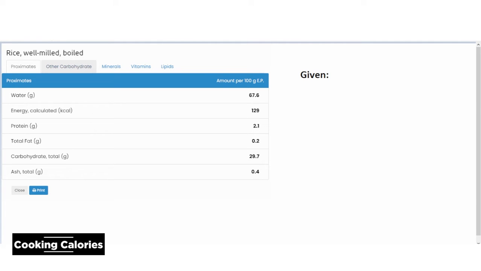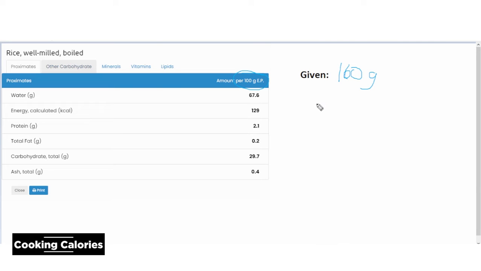This video is on how to calculate the nutritive value of a food using the food composition table. In the FCT, the standard value of nutrients is based on a per 100 grams edible portion. For example, you have 1 cup of well-milled boiled rice, that is 160 grams. Now this is our given.